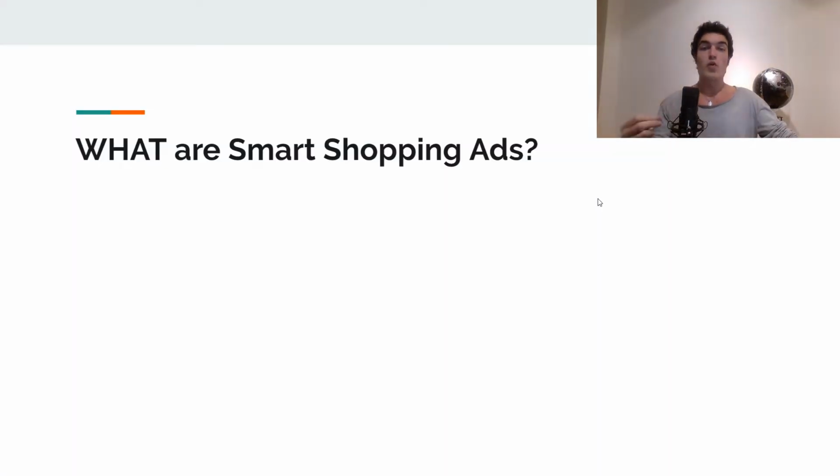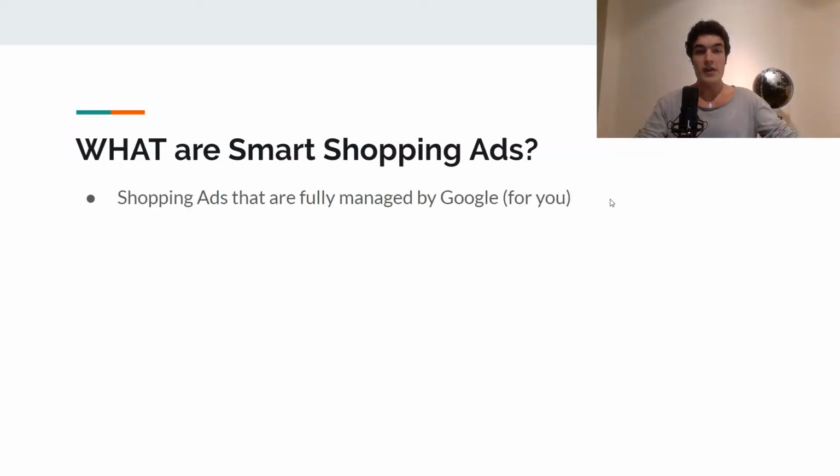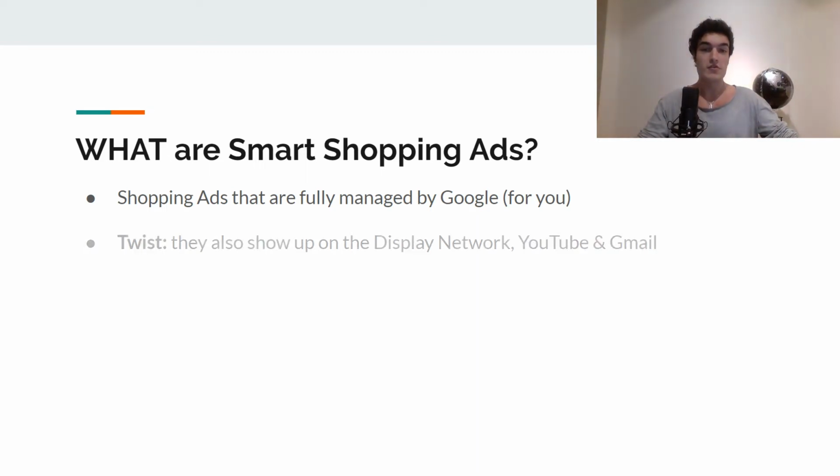So, first of all, what are smart shopping ads? Well, smart shopping ads are ads that are managed fully by Google for you, so you don't have to really do anything yourself, right? So Google handles it for you using their machine learning. The twist here is that they also show up on the display network, on YouTube, and on Gmail. So normal shopping ads you are showing on the search engine results page, you all know that, but with smart shopping, you will post your ads also on display, YouTube, and Gmail.